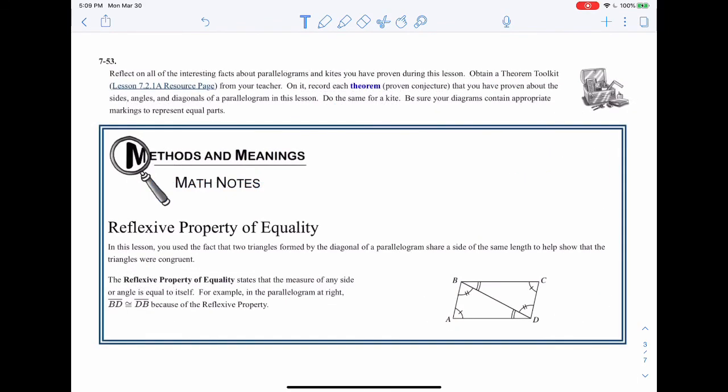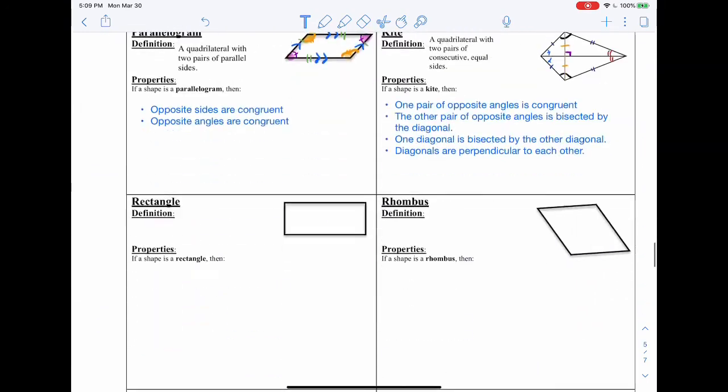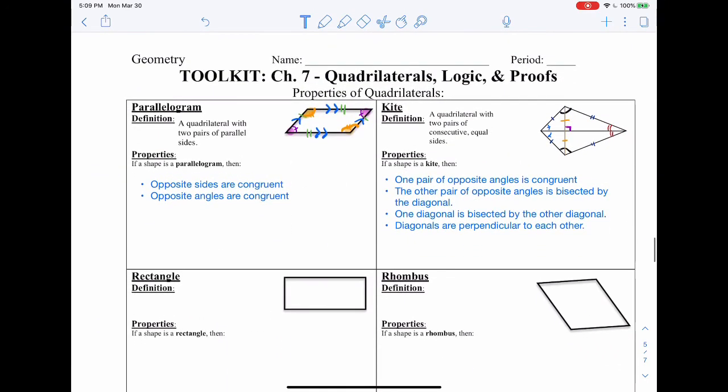Now, the last problem of the lesson, 7-53, asks us to reflect on what we've identified with parallelograms and kites and to write them on this theorem toolkit linked in the lesson. Now, as you've seen, we have our own even better toolkit that we've been writing all this information on, so you've already done 7-53. Great job on this lesson.